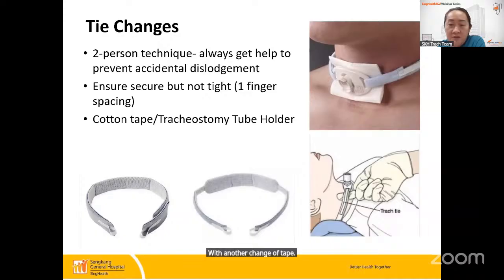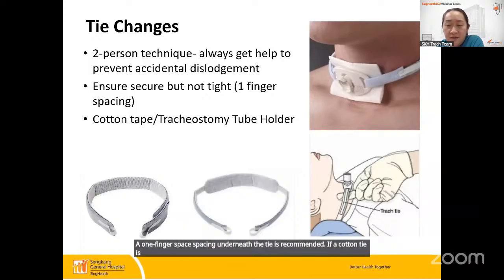The tracheostomy tube can be secured using either a cotton tie or commercial tracheostomy tapes. The securement should be secure but not tight. A one-finger spacing underneath the tie is recommended. If a cotton tie is used, take note not to tie the knot at the back of the neck to avoid pressure.